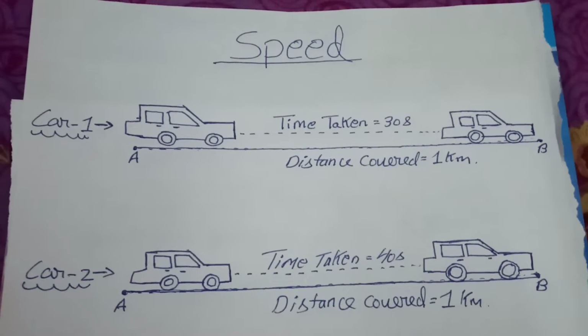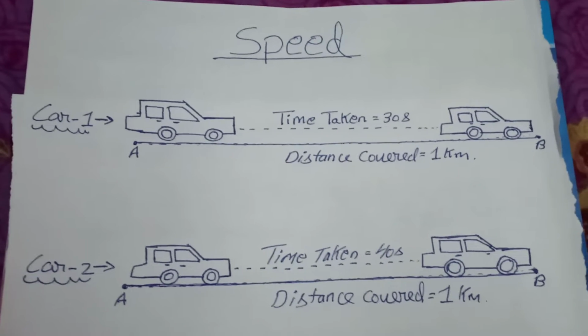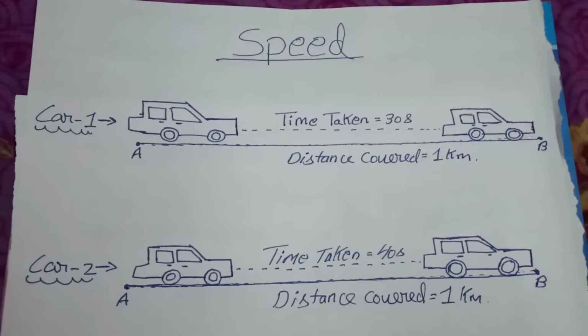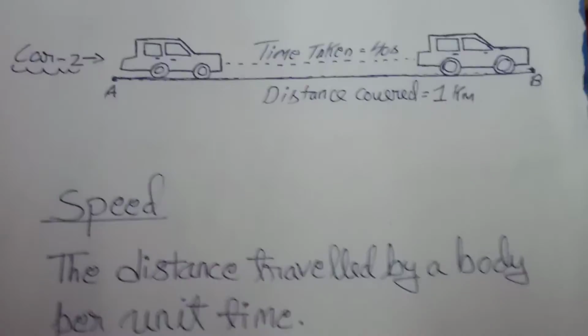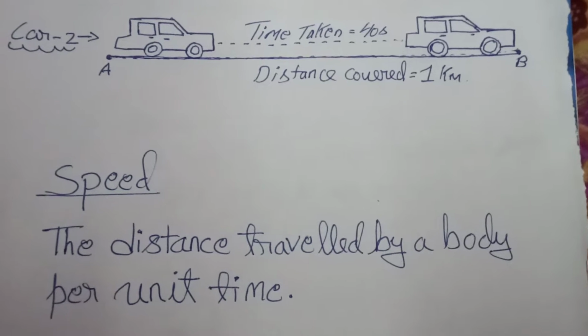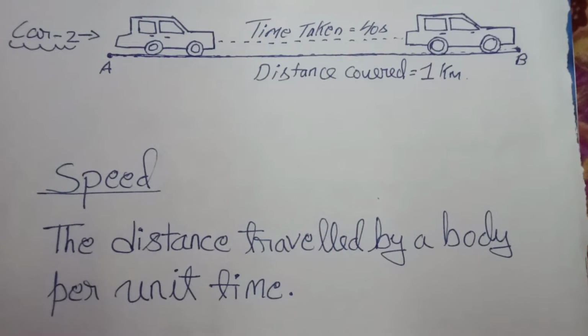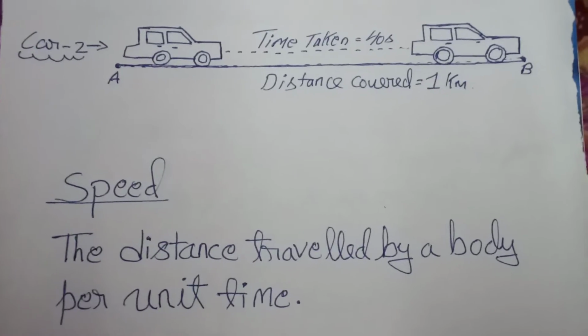Today we will be discussing speed and velocity. To understand speed and velocity is very important. So let us understand what actually speed and velocity mean. Let us see the definition of speed first. Here speed means the distance traveled by a body per unit time. That means distance covered per unit time will be known as the speed. To understand this in a better way, let us go for an example.